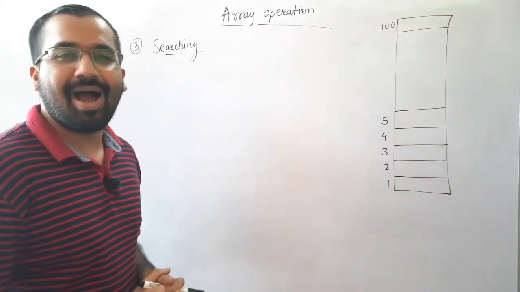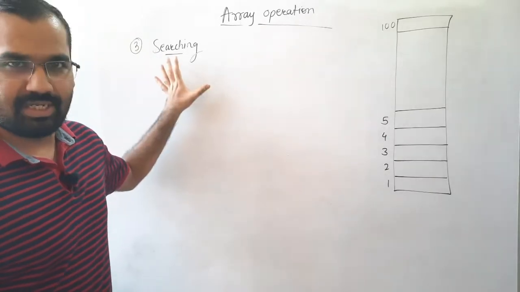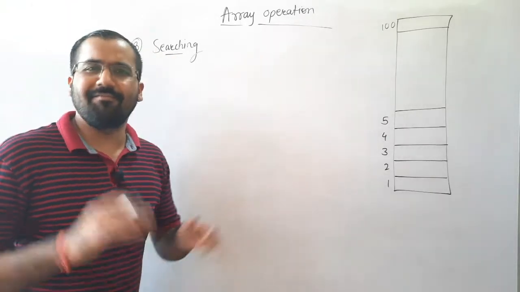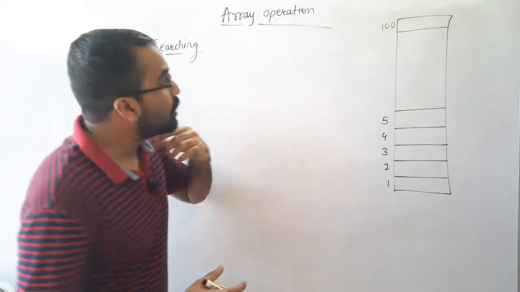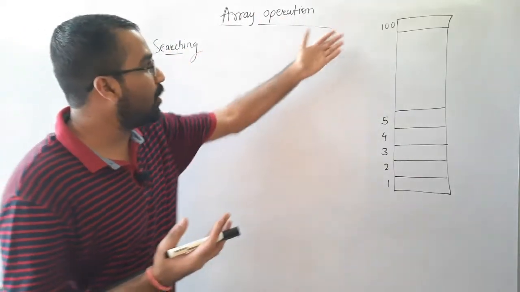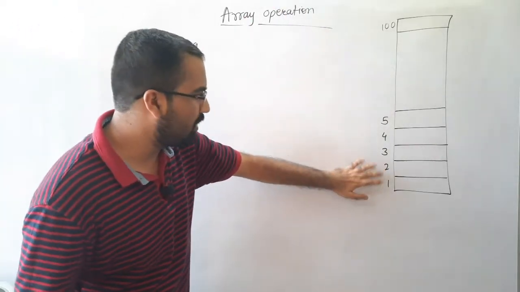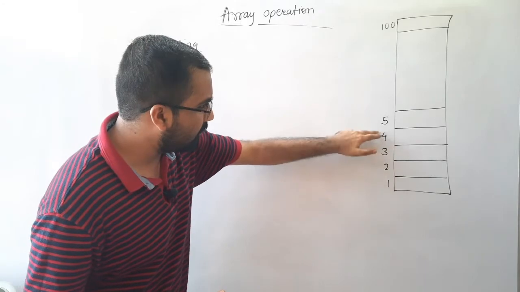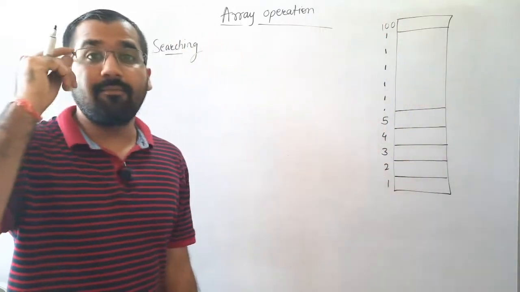In today's video, I am here with another array operation named searching. I'm going to explain this operation with a very relatable and funny example of a huge building which has almost 100 floors. These numbers you can see as 1, 2, 3. This is the first floor, second floor, third floor, and so on. So in this way you can see this is a huge building having 100 floors.